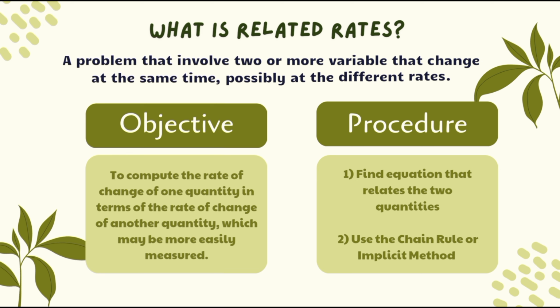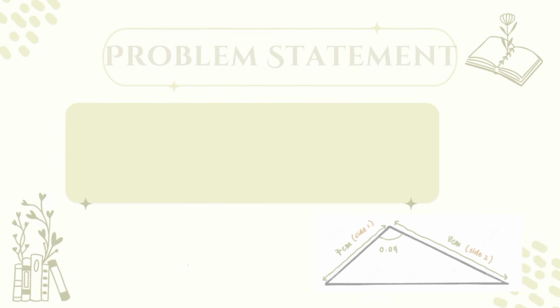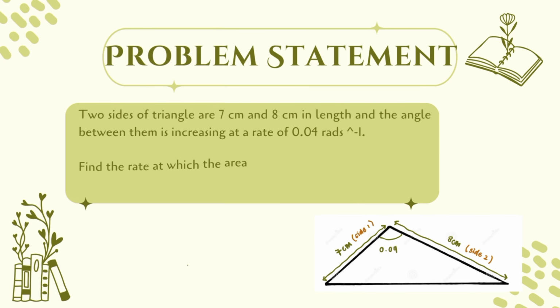In differential calculus, related rates is a problem that involves two or more variables that change at the same time, possibly at different rates. Now, let's go to the objective of related rates. Why do we use related rates? In a related rates problem, the idea is to compute the rate of change of one quantity in terms of the rate of change of another quantity, which may be more easily measured. The procedure is to find an equation that relates the two quantities and then use the chain rule method or implicit method. Now we move on to the problem statement.